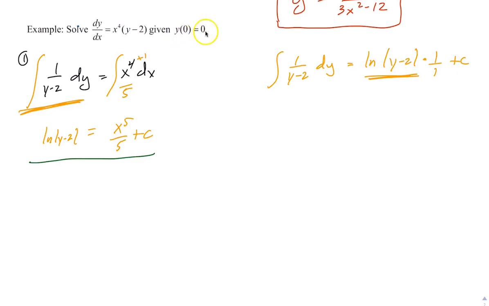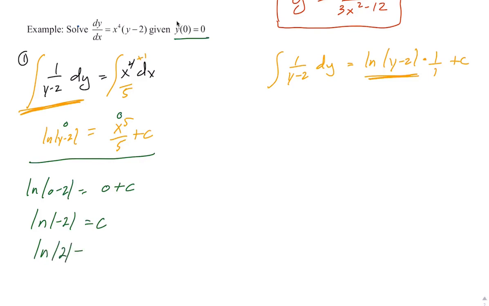So right, we want to find our c. So we're going to use our initial condition. So when I sub in 0, it equals 0. So I have natural log of absolute value of 0 minus 2 equals 0 plus c. So natural log of absolute value of -2 equals c. So natural log of 2. Actually, just write natural log of 2.